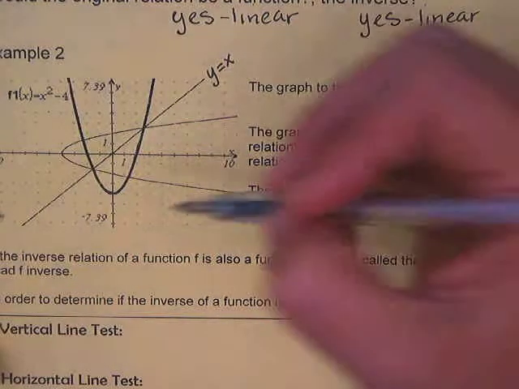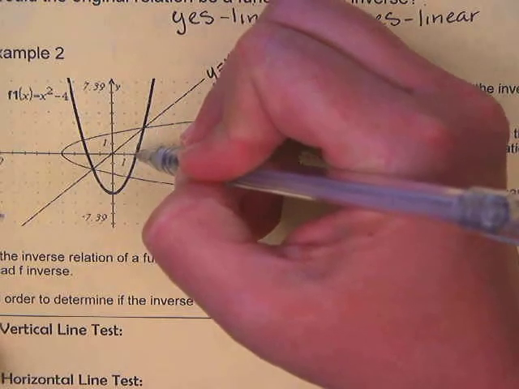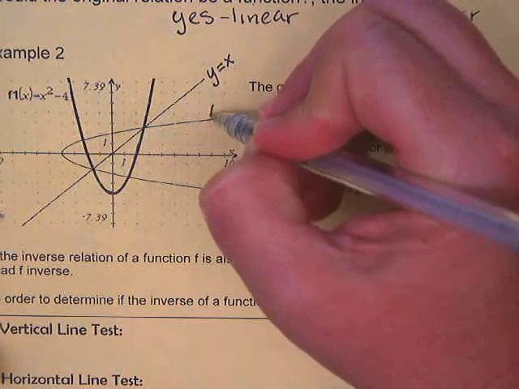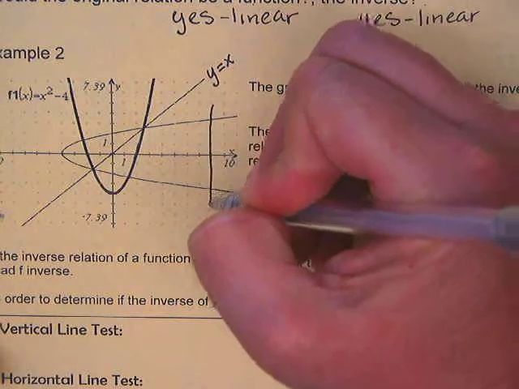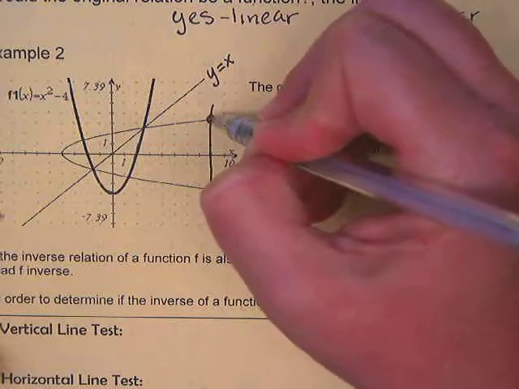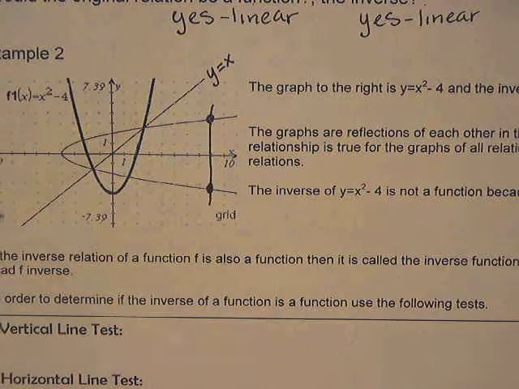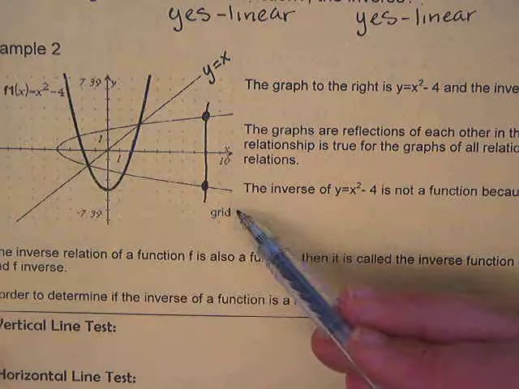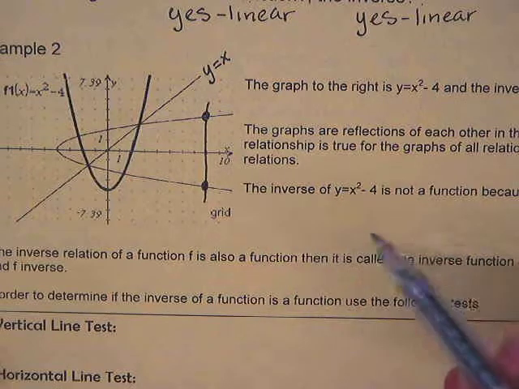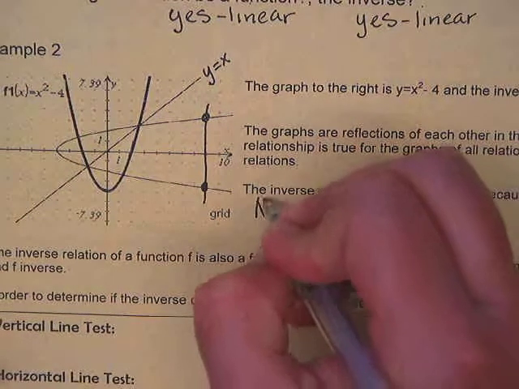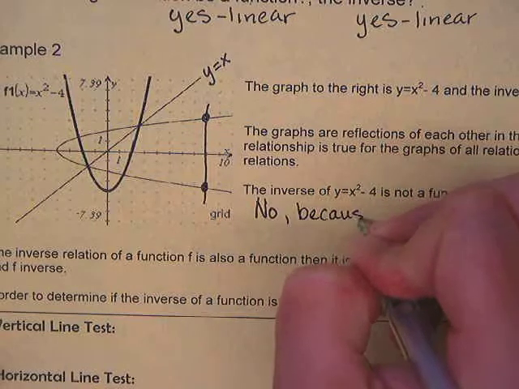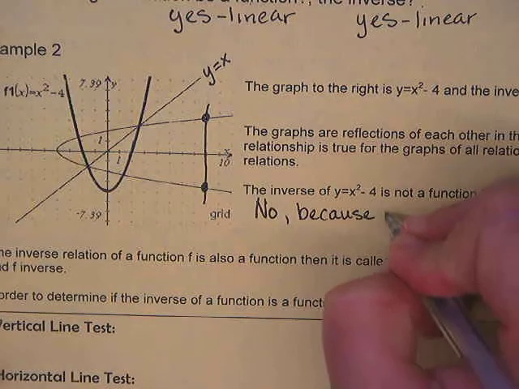Knowing that, the question we're going to look at is, would the inverse be a function? If I draw a vertical line right here when x is equal to 8, because we're familiar with the vertical line test, we know the answer to the question: is this sideways parabola, which is the inverse relation, a function? The answer is no, because it does not pass the vertical line test.